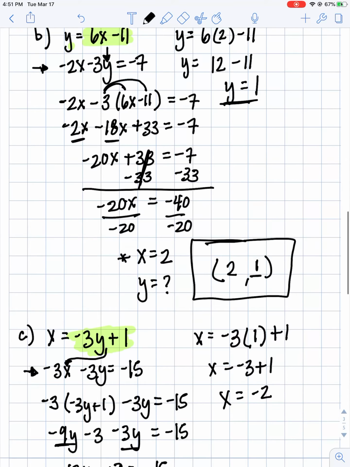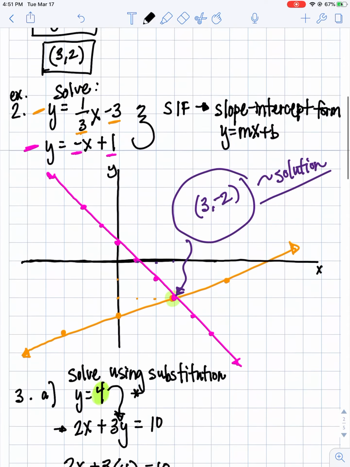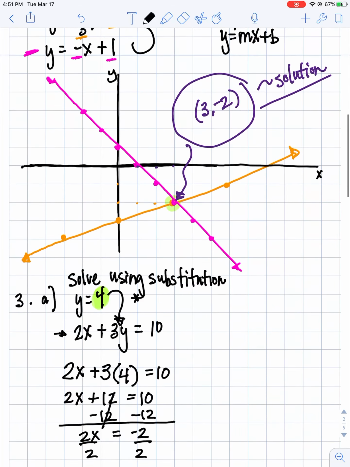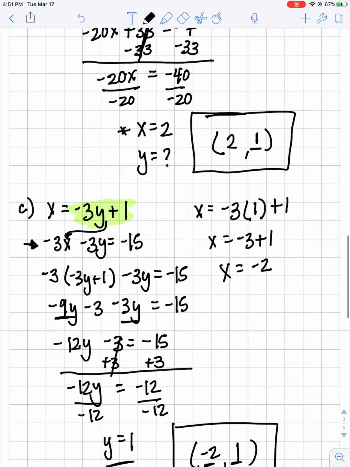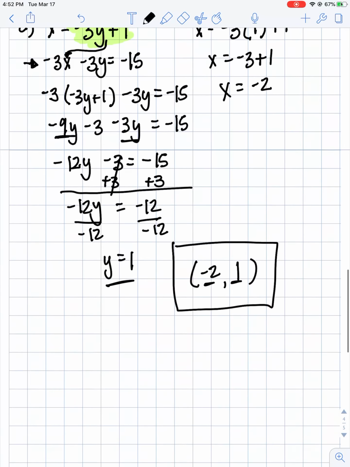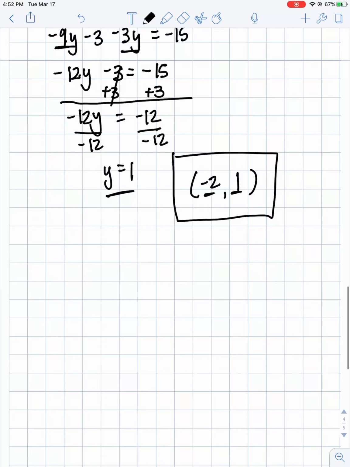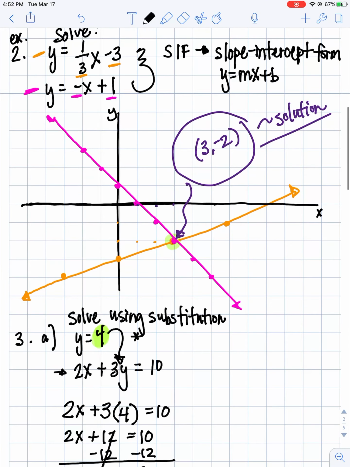So all of these boxes, these ordered pairs, if I was to go back up to this method and graph these lines, these ordered pairs are where these two lines intersect. Okay? And the last method, so this would be method 4. Method 4 is solve by elimination.